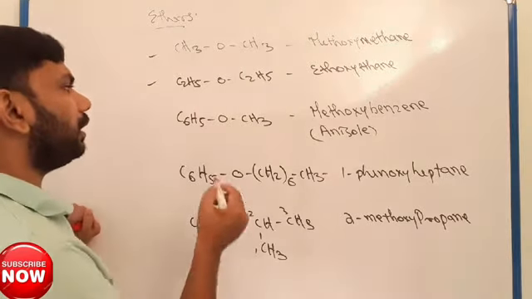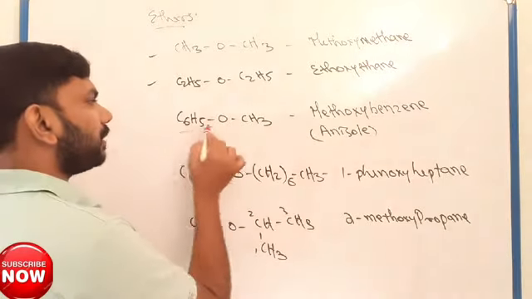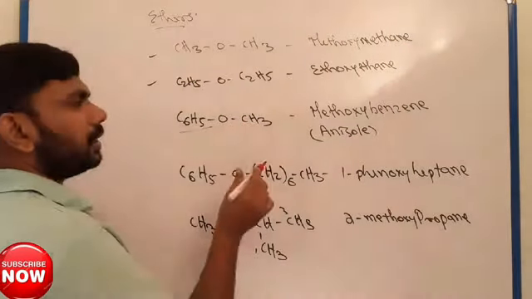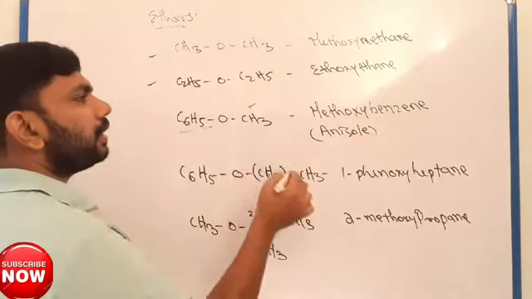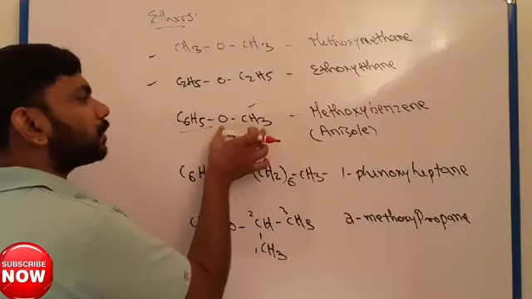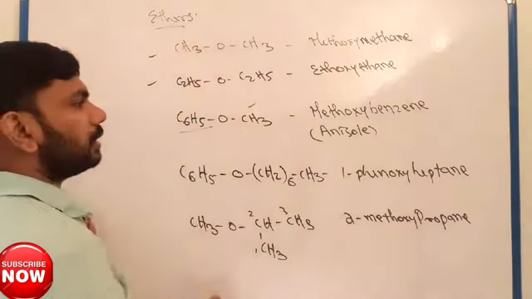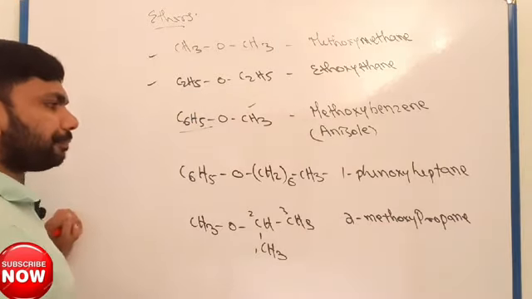And here C6H5 means benzene, and this is CH3. Here there is a smaller number of carbons on this side, so we will start from here. This is methoxybenzene. Methoxybenzene, clear?